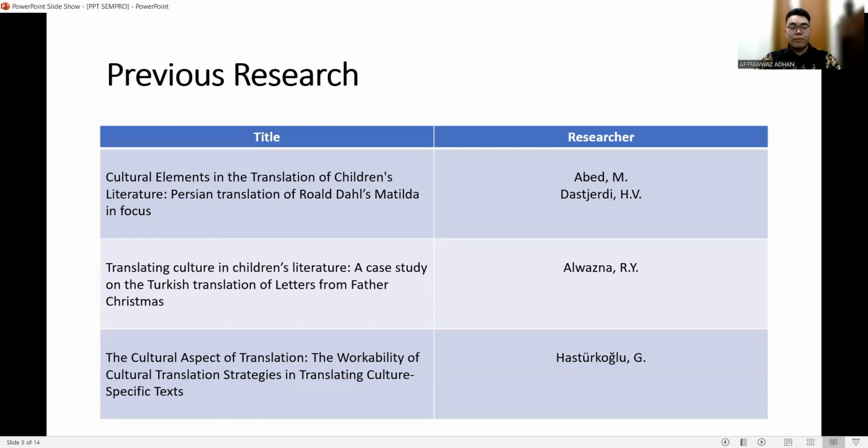And next, previous research. We have three previous studies. The first one, the title is Cultural Elements in the Translation of Children's Literature, Persian translation of Roald Dahl's Matilda in Focus. The researchers are Abed and Dastarji. The second one, Translating Culture in Children's Literature, a case study on the Turkish translation of Letters from Father Christmas. The researcher is Awasna. And the last one, The Cultural Aspect of Translation, the workability of cultural translation strategies in translating culture-specific texts. The researcher is Hastur Koglu.